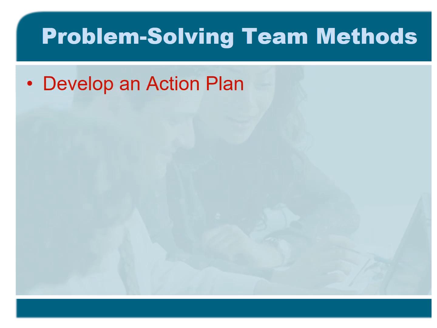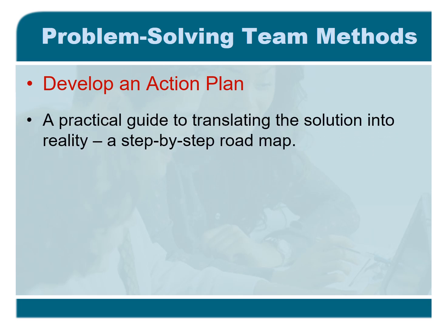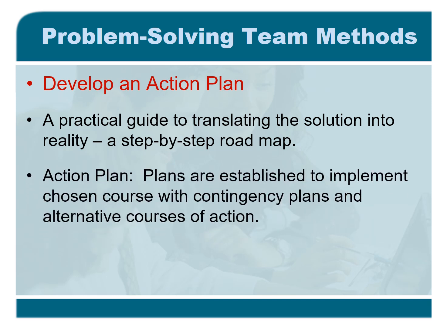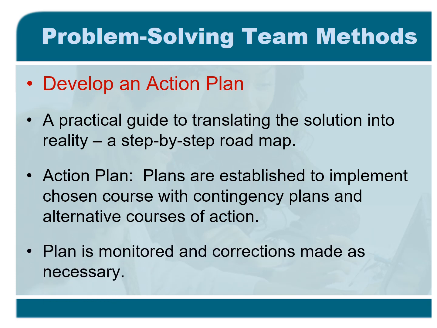So you want to develop an action plan. It's a practical guide to translating the solution into reality, kind of like a step-by-step roadmap. The plans are established to implement the chosen course with contingency plans, and don't forget about those what-if-this-goes-wrong plans, and have alternative courses of action. Obviously, the plan is to be monitored and corrections or revisions made as necessary.